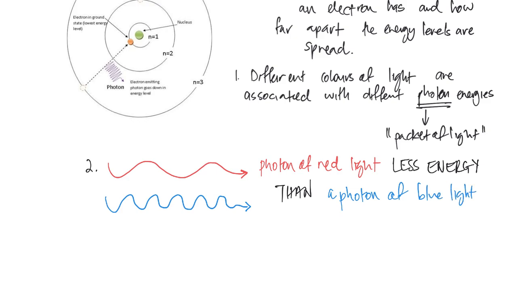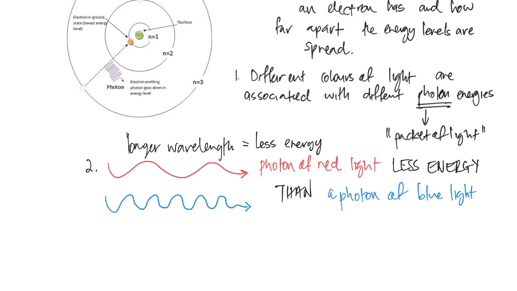Now the reason for this is, if I look at their wavelengths, I can see that red light has a longer wavelength. And if I have a longer wavelength, I'm going to get less energy. So you've seen this in previous videos. We understand that idea.